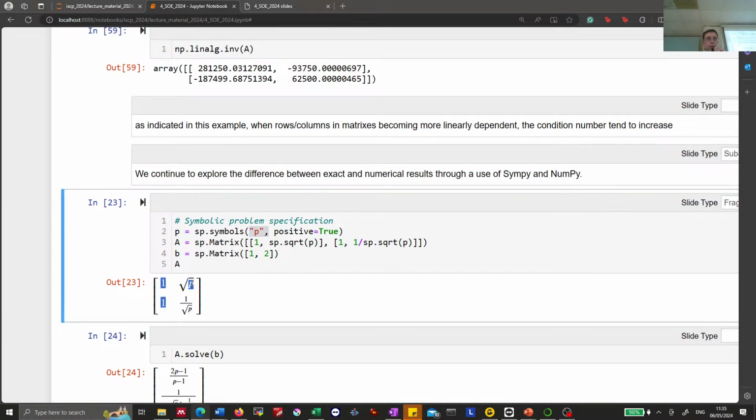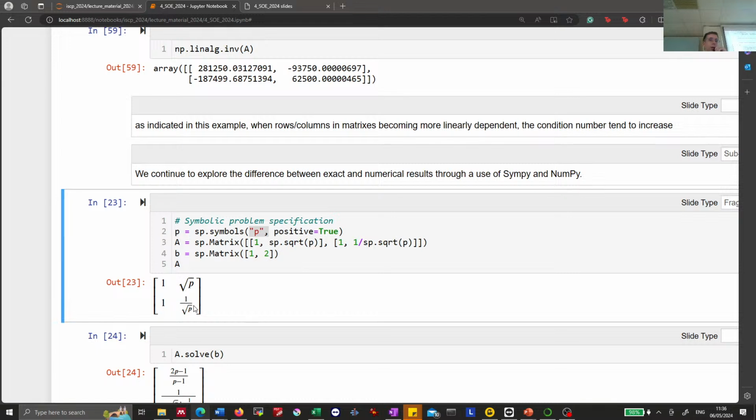To be able to diverge from this linear dependence, we're introducing a parameter p. And obviously, if we have plus or minus p, that could be one way. But here we follow the course book. The course book mentioned square root of p and 1 over the square root of p. So square root already implies that our values of p should be positive.